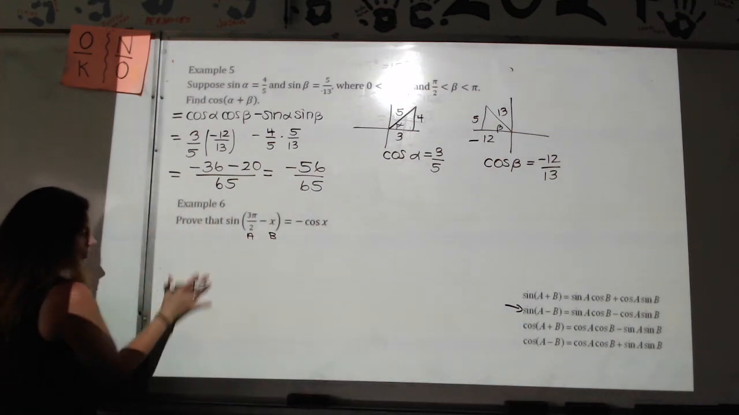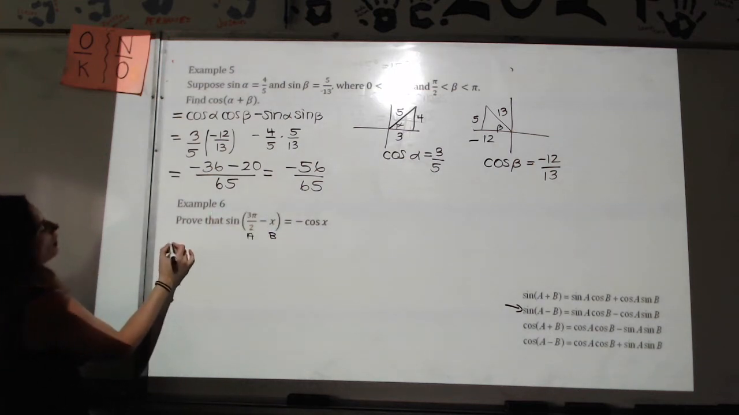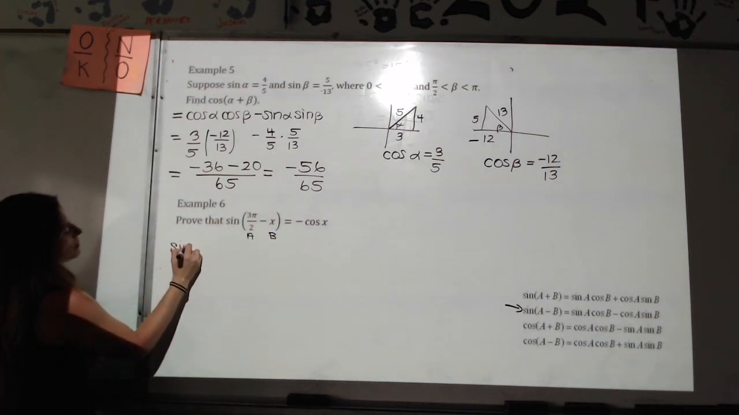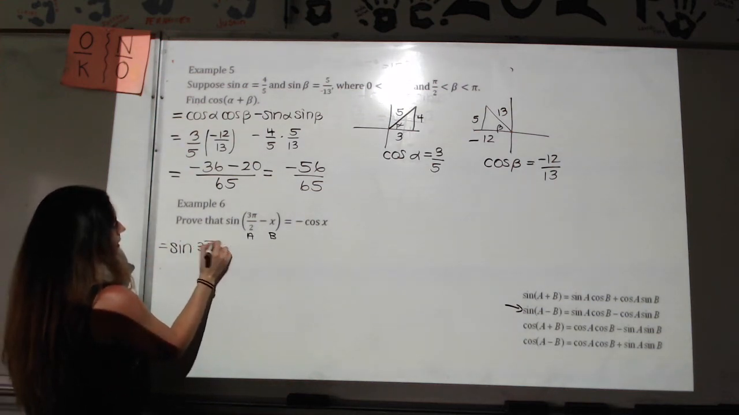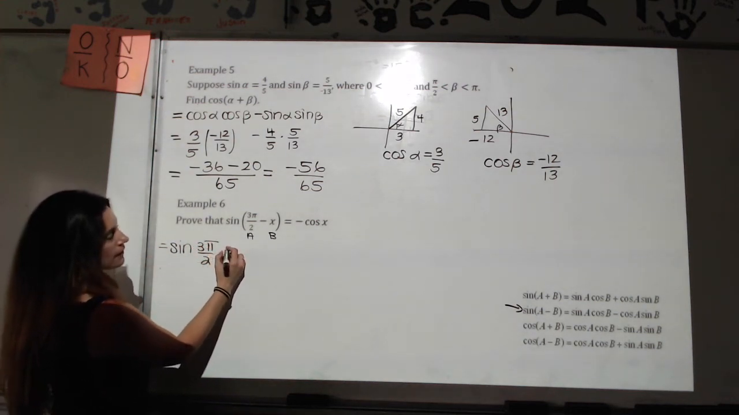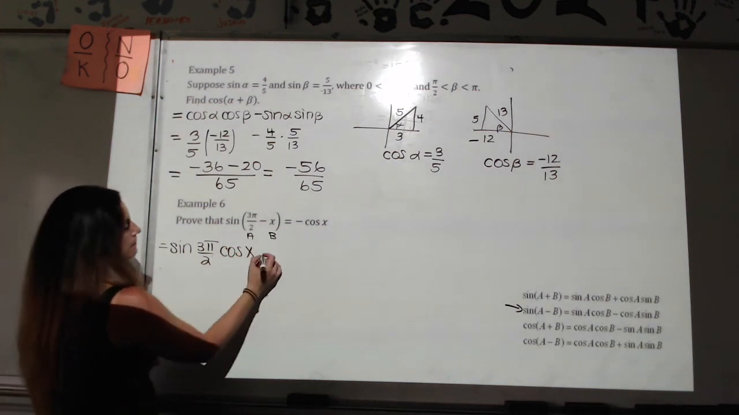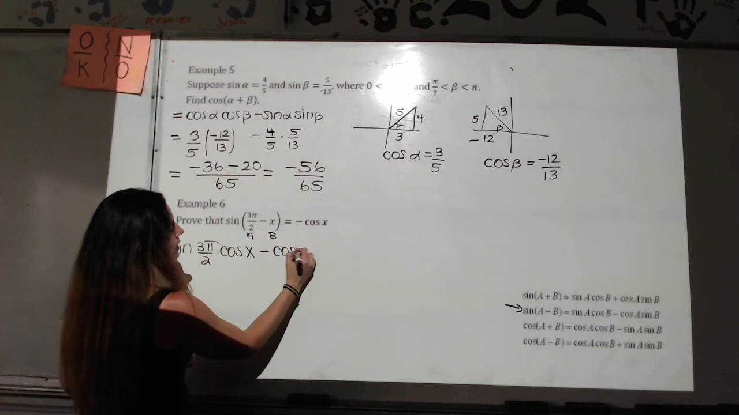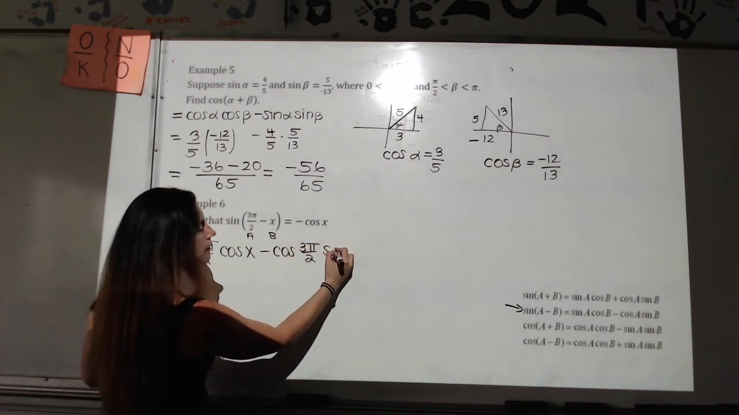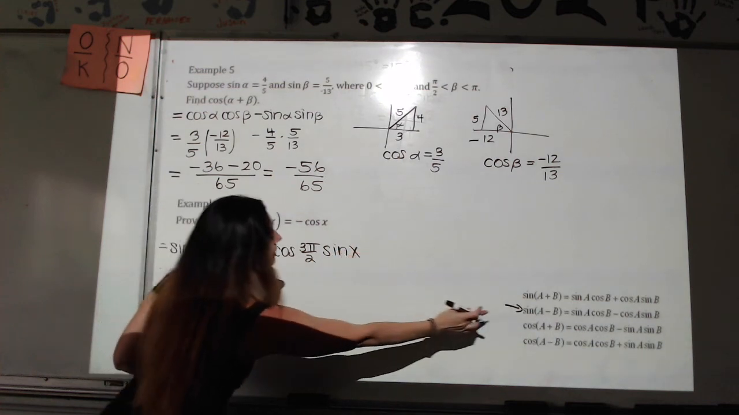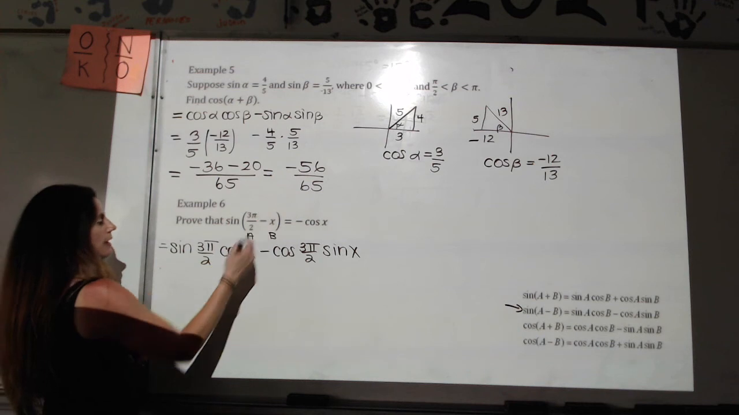So going on just this side, okay, don't work on that side, only on the left side, I'll apply sine of, let's see, a is 3 pi over 2. Then the next thing in the formula is the cosine of b, which I have as x, minus the cosine of 3 pi over 2 sine of x, applying that formula right there, with a and b being 3 pi over 2 and x.